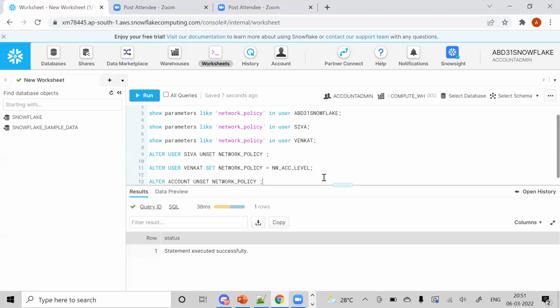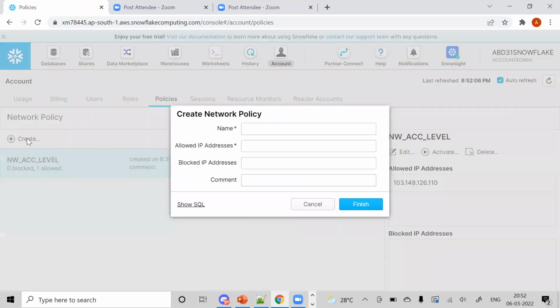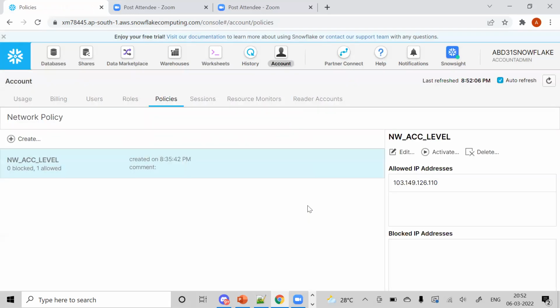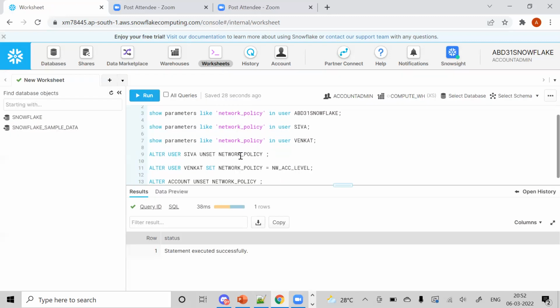Which means that a user can be associated to only one network policy at a time. No, I think you can create more. It was showing an error when you gave the network policy name. The moment you removed the network policy name, it allowed us to reset the network policy on my user. So which tells us that they can have multiple network policies. I don't know. Yeah, that's what I'm saying.